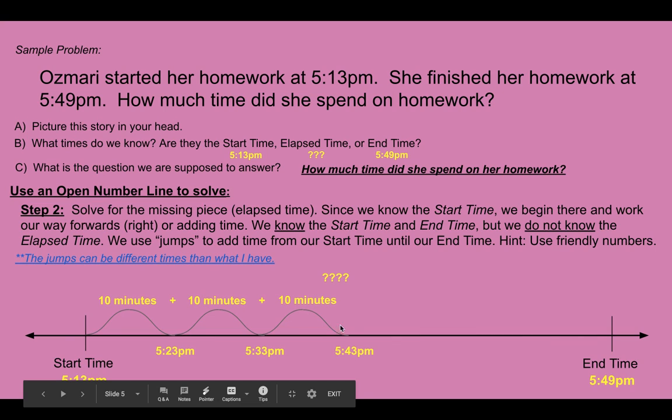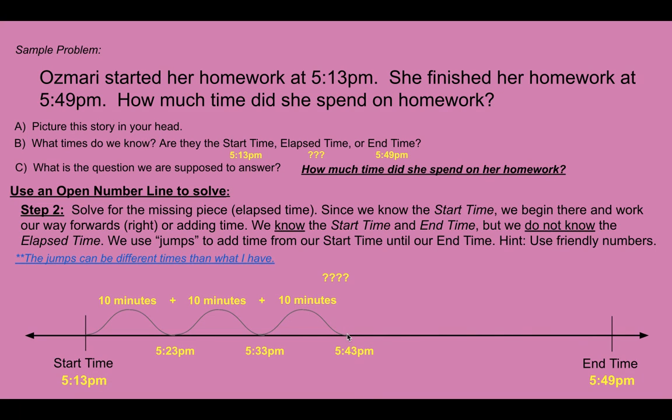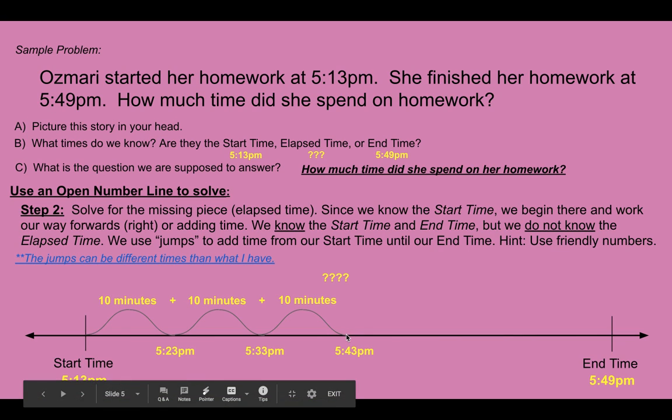That gets me 5:43. Now I'm at 5:43. Can I make another jump of 10 minutes? No. 10 more minutes would get me 5:53. 5:53 is past the time that we want. So I'm going to make a smaller jump.